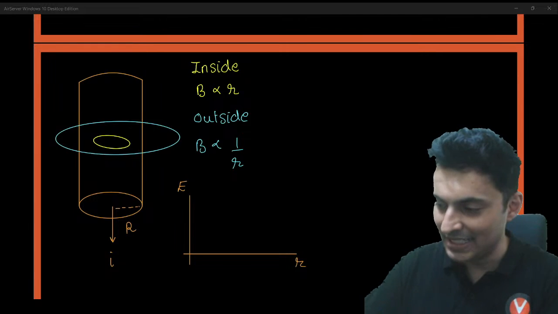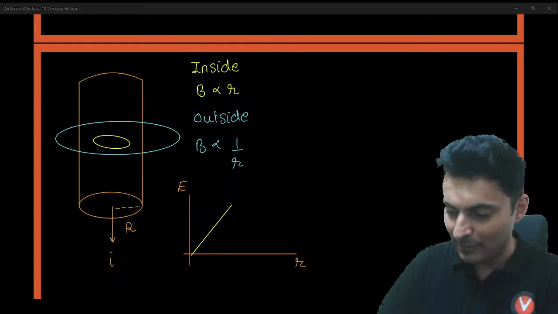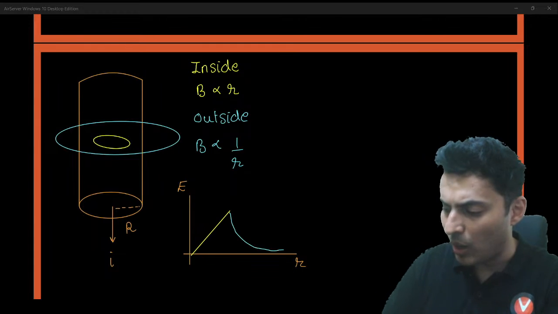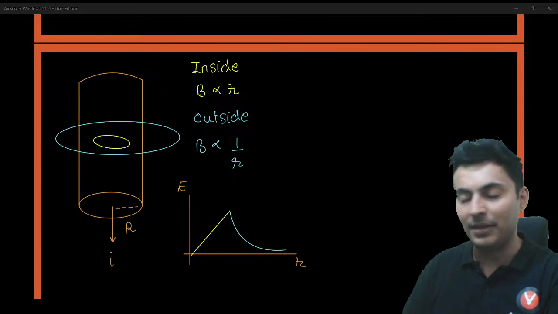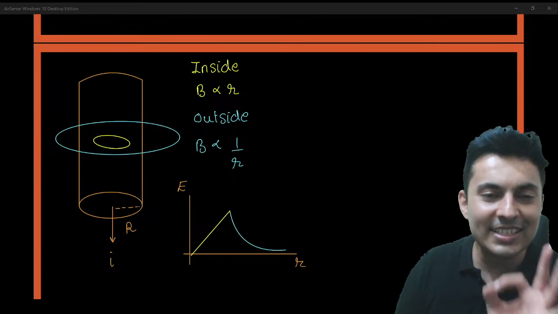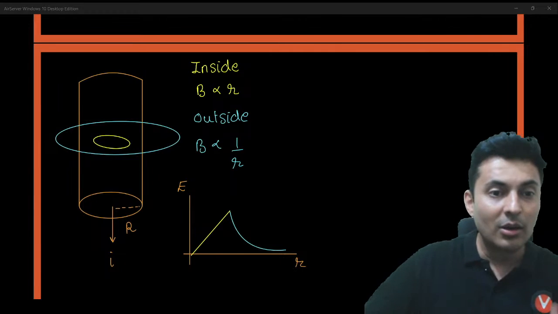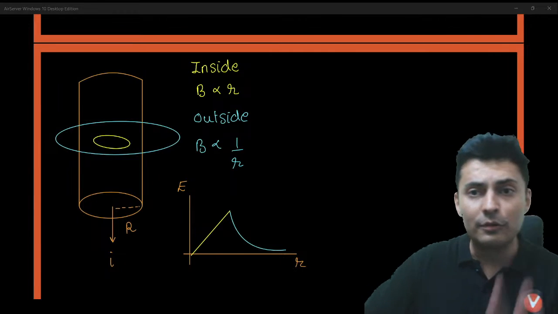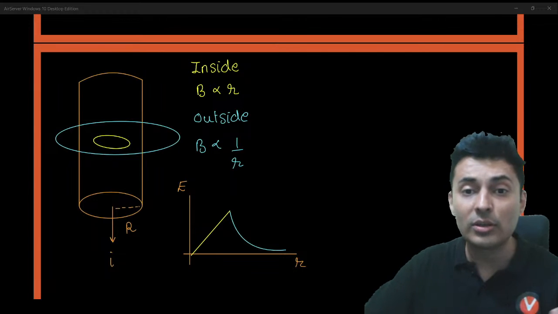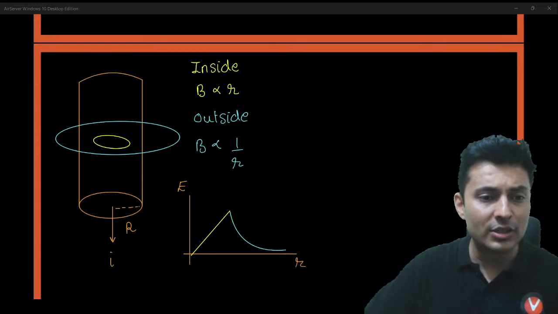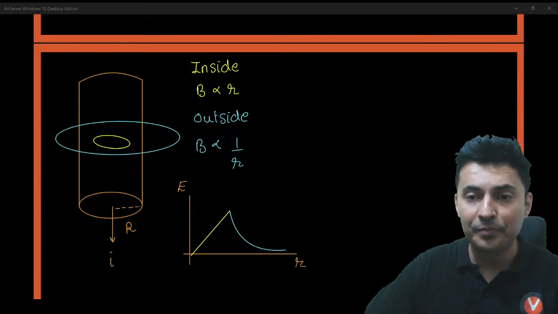Electric field graph for a solid sphere. So inside it will be proportional to r. That means it will be a straight line. Outside it is inversely proportional to r. That means it will be a curved line, something like this. So this is the graph of the magnetic field of a thick wire inside versus outside. This is also there as your in-text question.